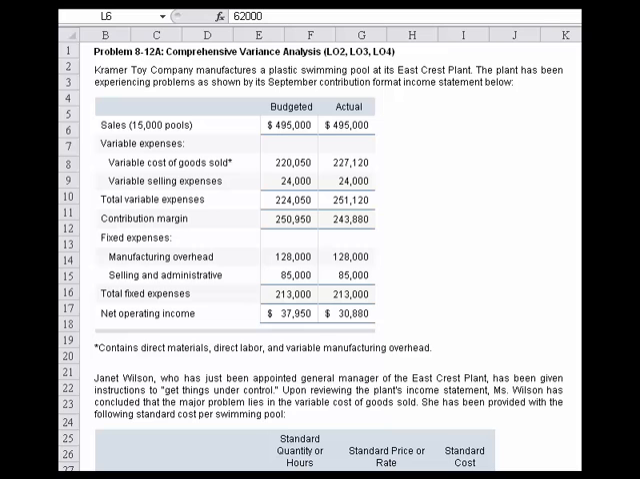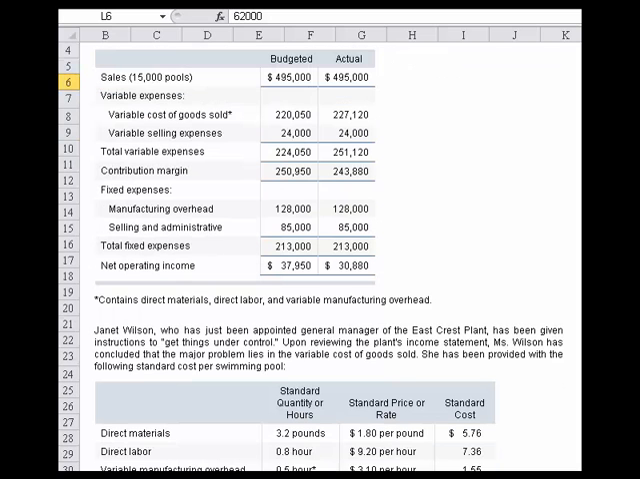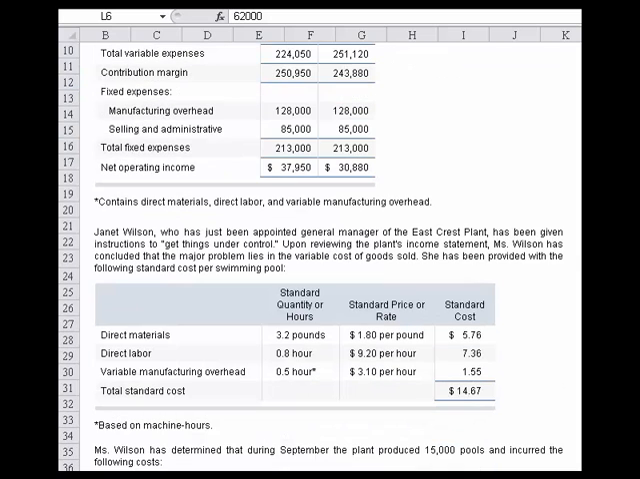Okay, then Janet Wilson, who's been appointed the general manager of the East Crest plant, has been given instructions to get things under control. And upon reviewing the plant's income statement, she concluded that a major problem lies in the variable cost of goods sold, and she was provided with the following standard costs per swimming pool. So let me slide this up so we can take a look at that now.